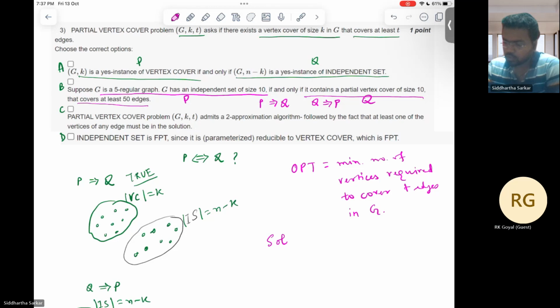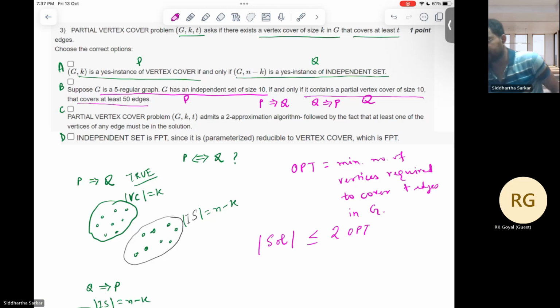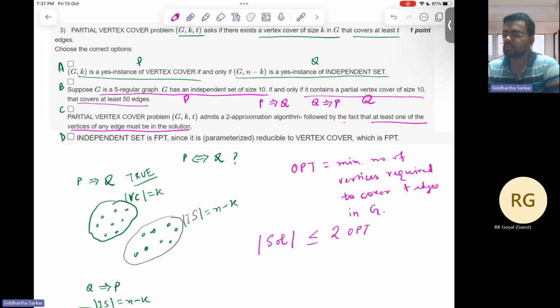So there is an algorithm that outputs, let us say, sol, the set of vertices it has output. So the number of vertices in sol is at most 2 OPT. Okay. So that is a two approximation algorithm. And they are saying that a two approximation algorithm is a direct consequence of the fact that at least one of the vertices of any edge must be in the solution. So that is the statement.